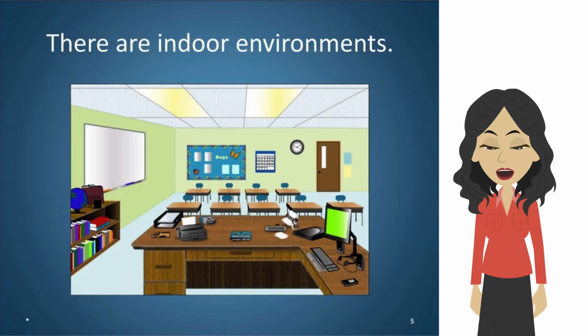This is an example of an indoor environment. You probably have a room like this at your school. Notice how clean it is. You can see there are pictures on the walls. Maybe in your classroom you have a plant, pictures, maps. Your teacher probably tells you how to keep it nice and clean and safe.